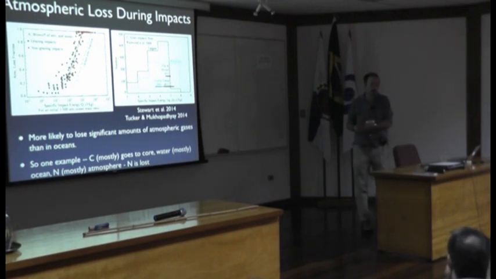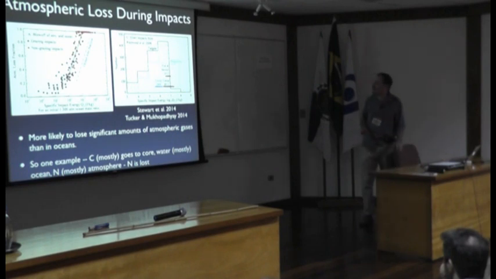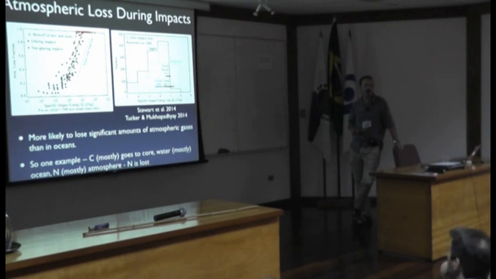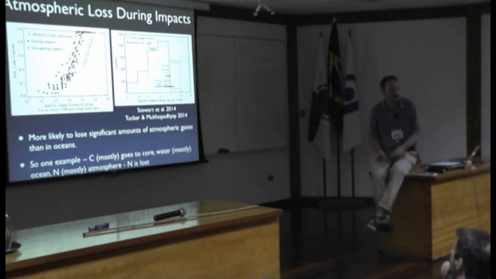Yes, sir? Is that specific energy ratio to the mass of Earth or the mass of the impact? I would assume it's ratio to the mass of the impact. Why is that important? Why is the mass of the impact important? Well, no, why is the specific energy? Oh, that I don't know. This is just showing that there is the possibility that you can lose a significant amount of volatiles via impacts early.